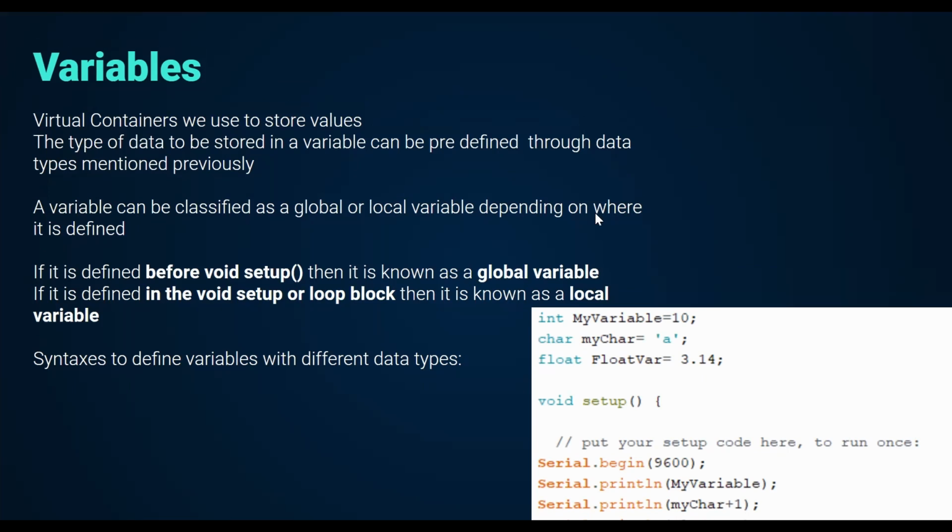So you can declare a variable either before void setup, in void setup, or even in void loop. Depending on that, the variable can be classified as either global or local. A global variable is one that is initialized outside both void setup and void loop, and a local variable is one that is initialized either in void setup or void loop.